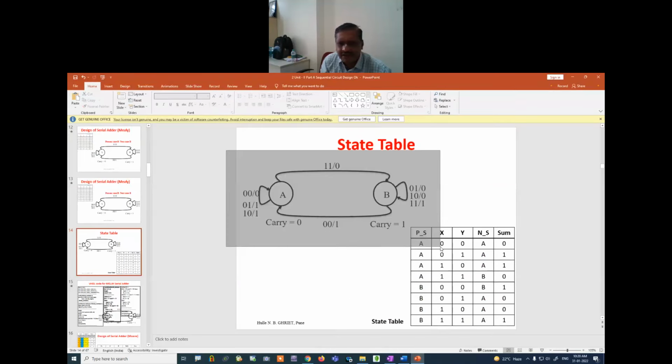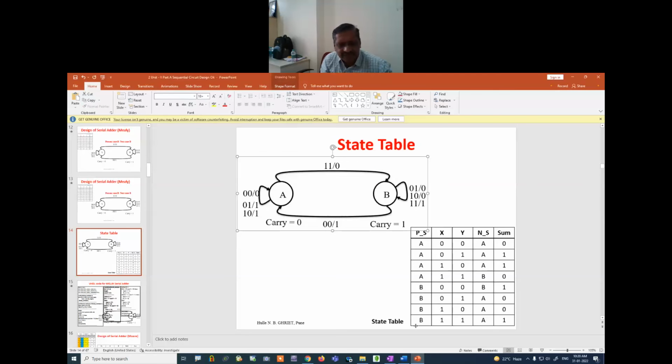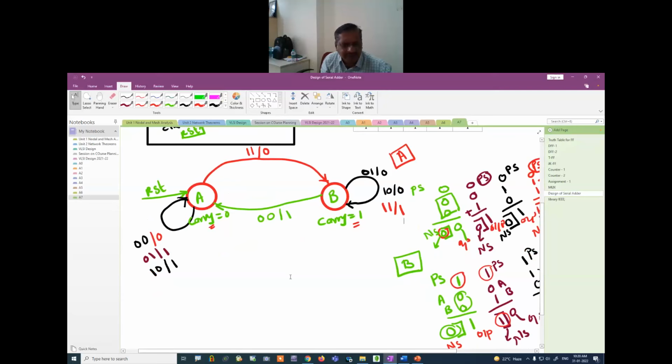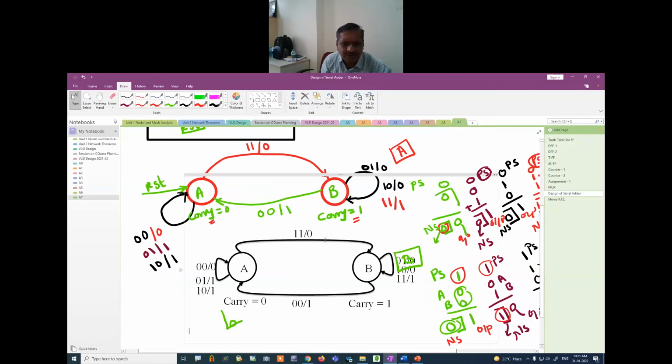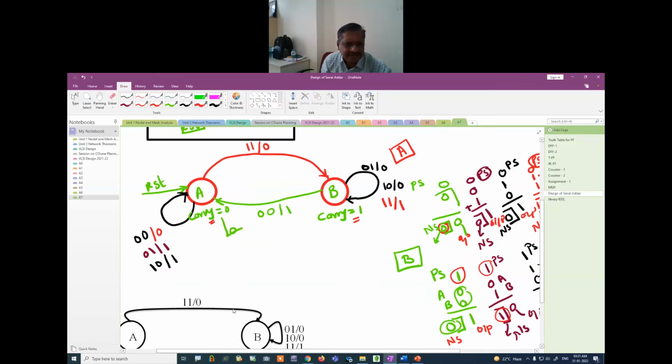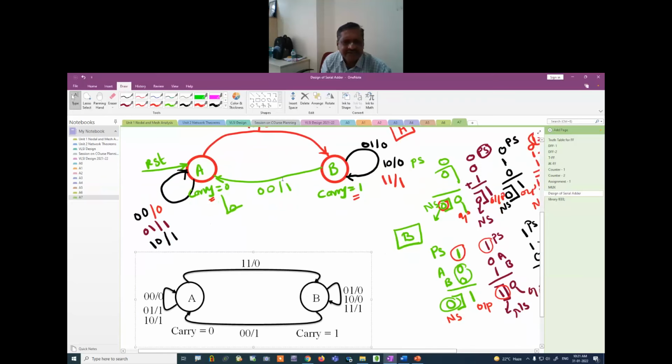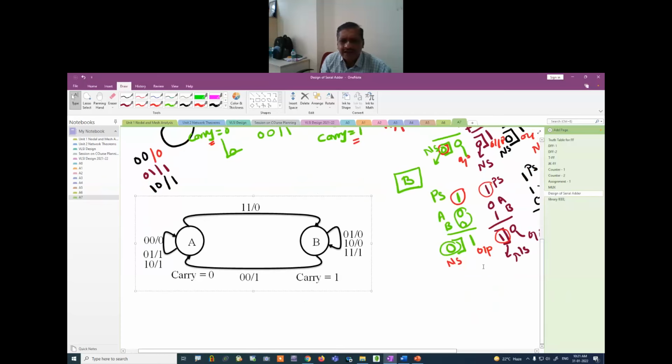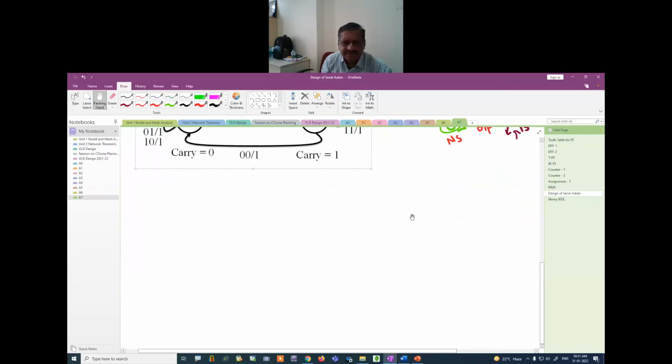Now, when the state diagram is available with me, I will copy this state diagram. I'm assuming the state diagram is available with me. This is the state diagram which we have prepared. The same state diagram I have copied here, nothing else. For 1, 0, output will be 0, next state will be B and so on. Now, if this is my state diagram, how to write the VHDL code that I am discussing?